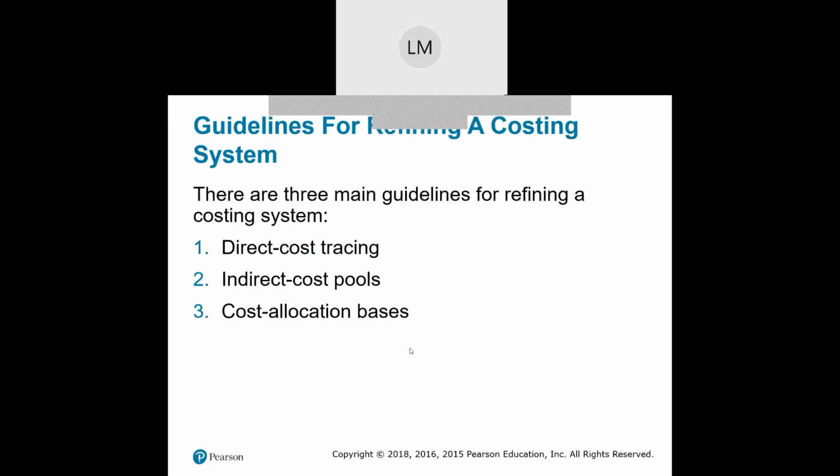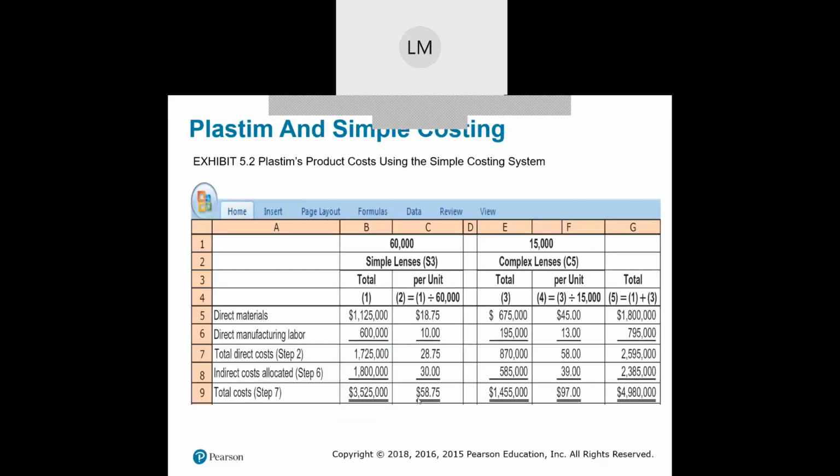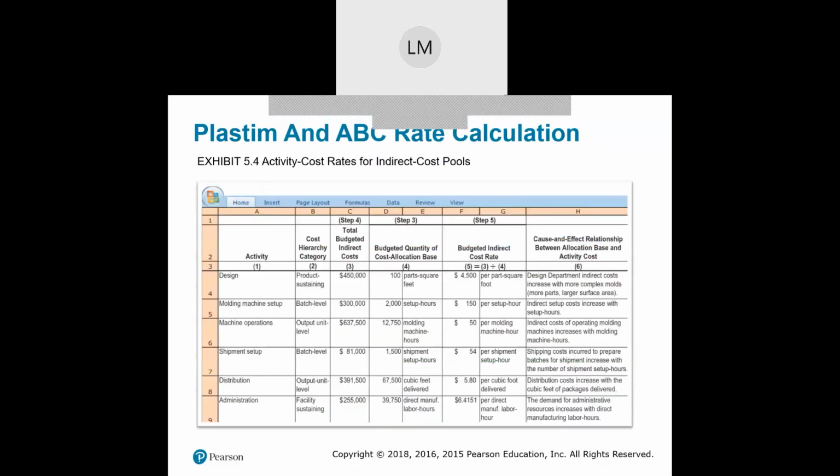Now, remember, let's go back here. $58.75 was our cost to make the simple lens, and the cost to make the complex lens, the C5, was $97. So now we're going to write that down here. We'll just keep it on a separate piece of paper for now.